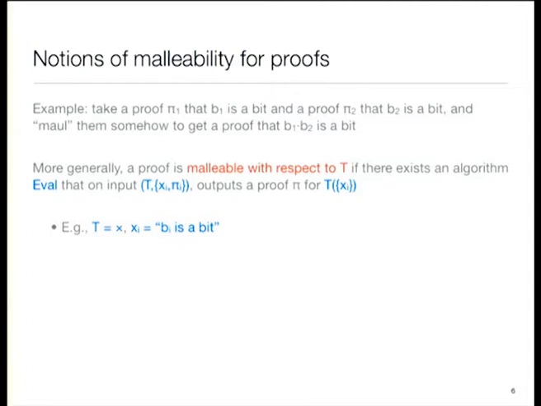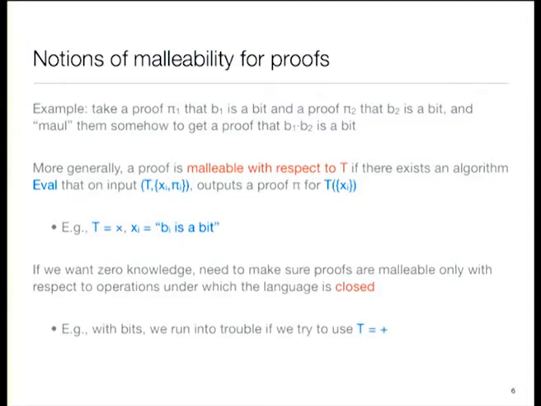All right, so one thing we just need to be a little careful about, since we're dealing with zero knowledge and witness indistinguishable proofs, is that we need to make sure the proofs are malleable only with respect to a certain class of transformations. We call these transformations ones under which the language is closed. Like I was saying with the bits, since I know that any two bits multiplied together yields a bit, we can say that the language of bits is closed under multiplication. It's not closed under something like addition, right? 1 plus 1 is not a bit. So in particular, we can't have proofs that are malleable with respect to addition, because then this mauling process would completely violate zero knowledge and witness indistinguishability. So that's the basic definition of malleability for proofs, and that's how to reconcile it with zero knowledge.